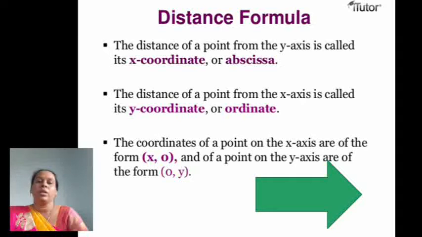Now one more important thing: if the point lies on the x axis or y axis, it is not in any quadrant. 4 quadrants are given, and if the point is not in the 4 quadrants, at that time that point lies on the axis. If that point lies on the x axis, the coordinates are given in the form x, 0, meaning its y coordinate is 0. Similarly, if the point is on the y axis, its x coordinate is 0 and the point is given in the form 0, y.